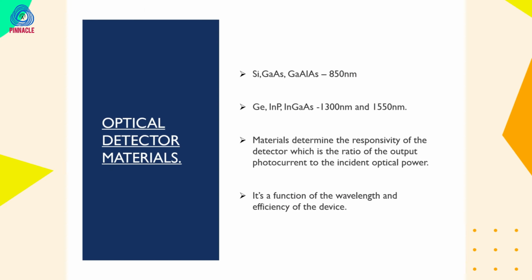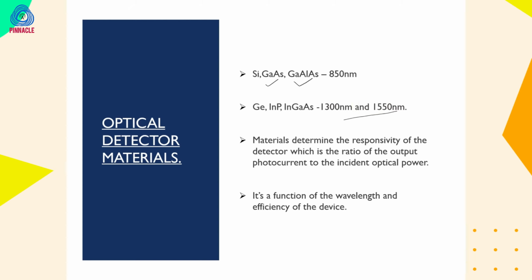Now, which materials are available for optical detectors? First are silicon, gallium arsenide, and gallium aluminum arsenide, which are used for the first window, 850 nm. Then germanium, indium phosphide, and indium gallium arsenide are used for 1310 nm and 1550 nm.